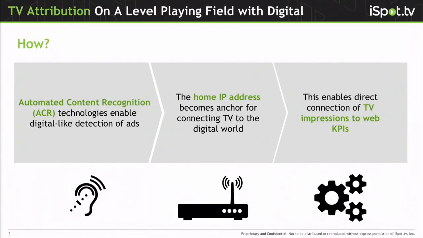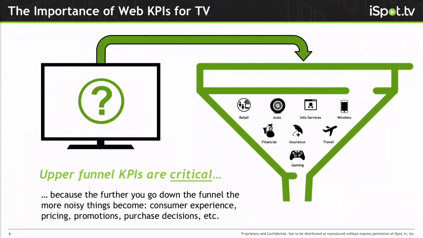Okay. So what we do is we put TV attribution on a level playing field with digital. So how do we do that? We start with ACR data, automatic content recognition data that we've built over the last 5 years. This is very complex, and I'll go into some of the complexities. Then we rely on the home IP address as an anchor to connect the television set into the digital world, and then we connect into a myriad of digital KPIs and generate our analytics on top of that.